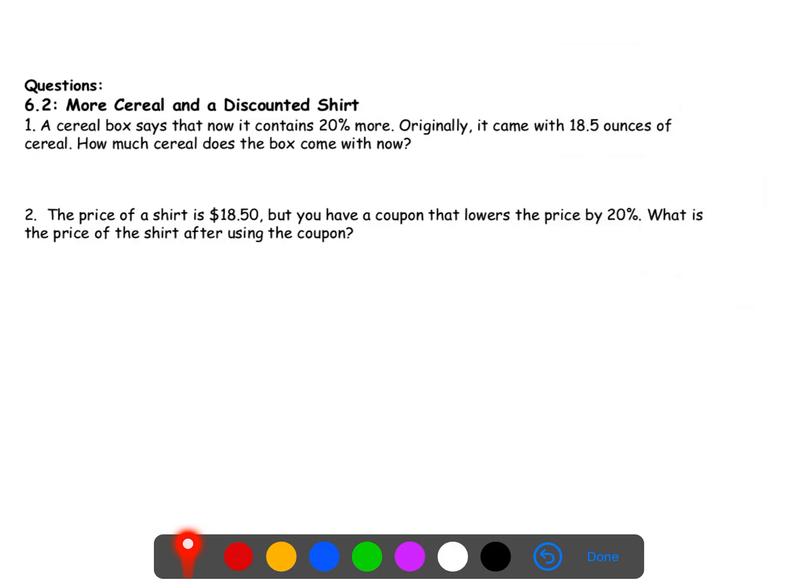For our first question, here's where we're going to take a look at those tape diagrams again to review. There are different versions of what a tape diagram looks like. Since I'm drawing it, I want to do a quick version. So the first example says a cereal box says that it now contains 20% more. Originally, it came with 18.5 ounces of cereal. How much cereal does the box come with now?